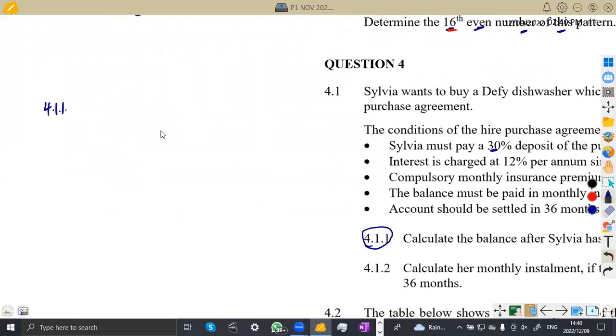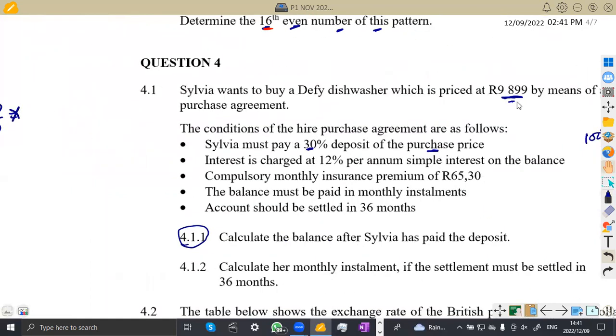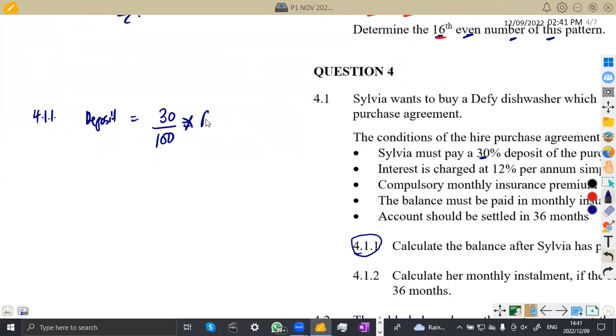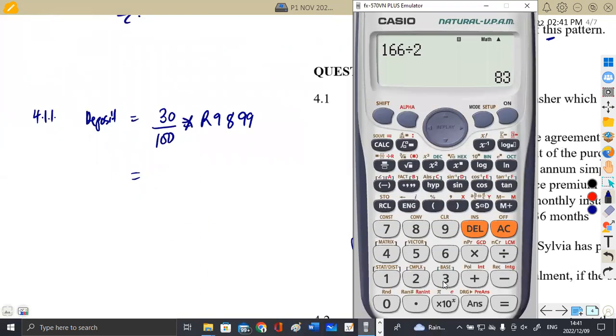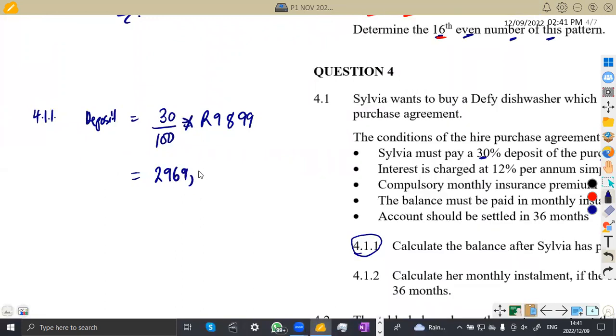So this is 4.11. We are going to have 30% of the amount as the deposit. Let's see the deposit first. 30% means 30 over 100, or 0.3, times the priced amount of 9,899. This will be the deposit. That gives us 2969.7. But this is an amount, so you're supposed to give your answer to 2 decimal places.